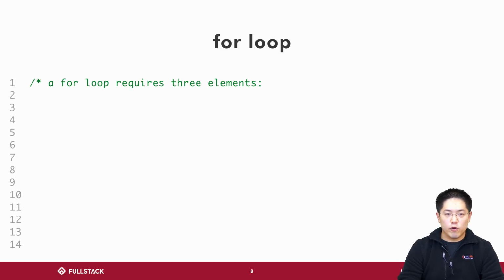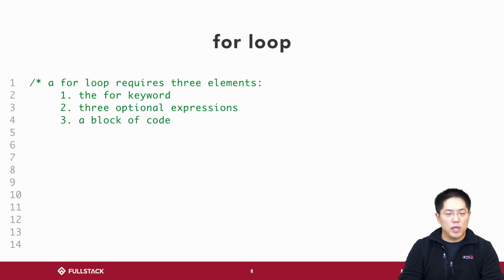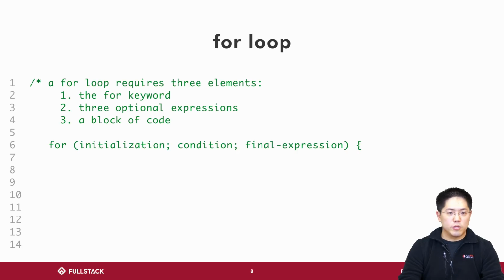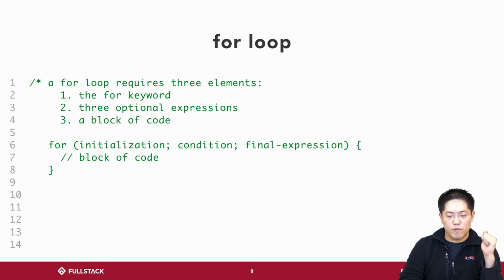Next, we have something called a for loop. A for loop requires 3 elements, right? We have the for keyword, we have 3 optional expressions inside of the for loop, and we have a block of code that is run. So for loops look like this. There's a for keyword, then there's an initialization expression, a condition, and a final expression. So here we'll have a block of code, and then that ends the for loop.